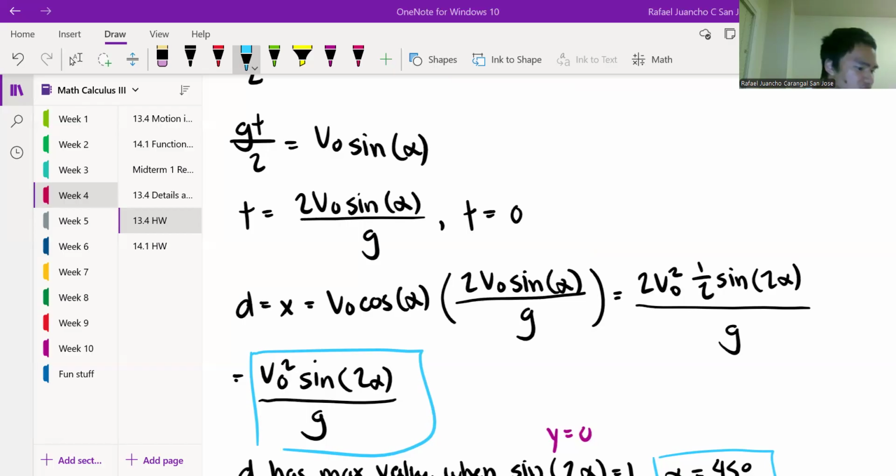Is that it? That's not 1/2. I meant 2. Yeah. Because if I multiply, I get 1/2. Okay, cool. And this is 45. Can I put degrees somewhere? I can't put degrees, can I?